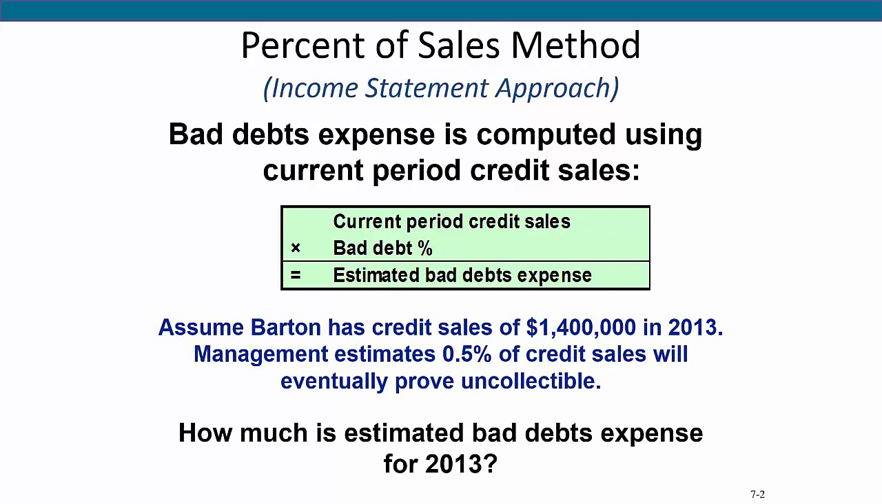So assume that Barton has credit sales of $1.4 million in the year 2013. Management estimates that 0.5%, that is 0.5% or 0.005, of credit sales will eventually prove to be uncollectible. How much do you calculate is Barton's bad debt expense for the year 2013? Pause this video for a moment to do the math.